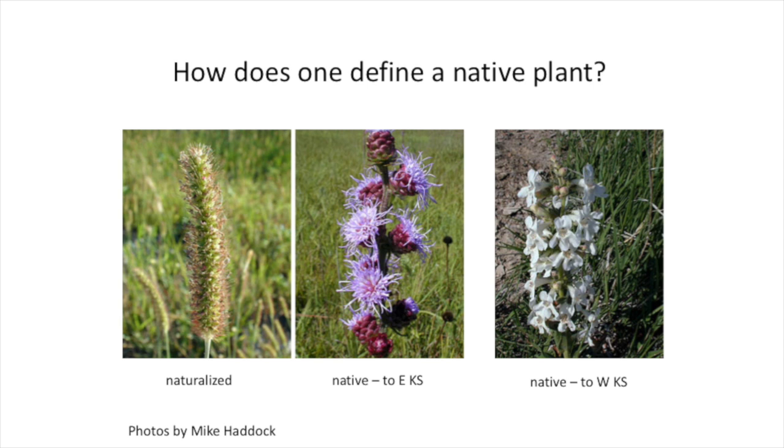Now, the plant on the far left is a foxtail, and it was actually introduced and it has become naturalized, which means you typically find it. It doesn't need human help to spread. It grows very well here, but it did not originate here. It did not evolve in Kansas.